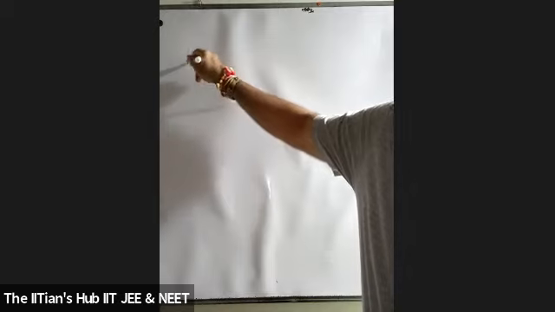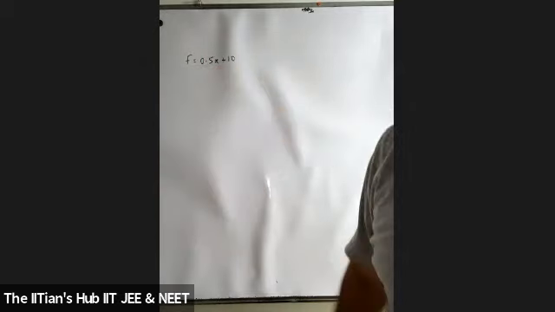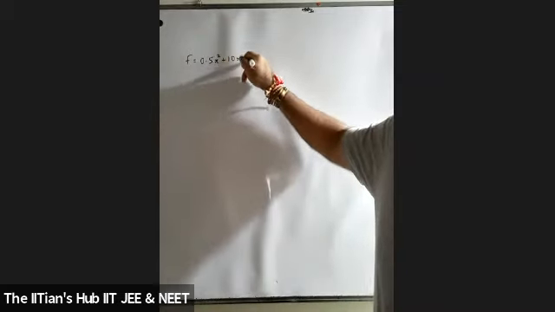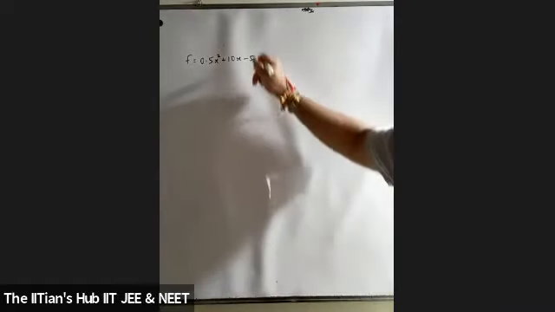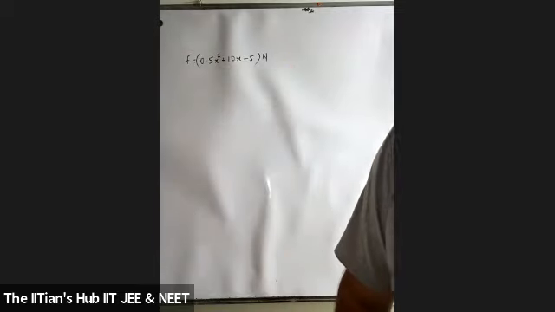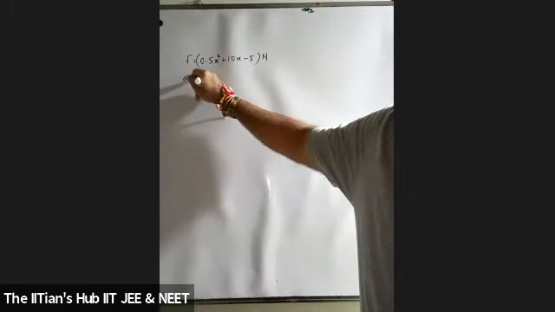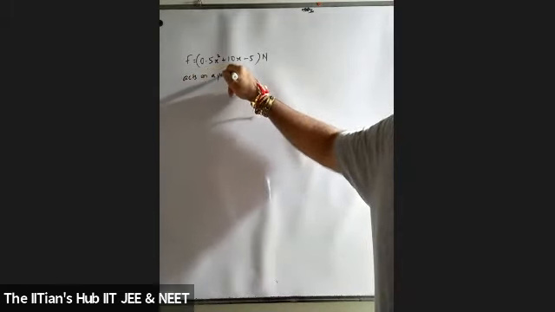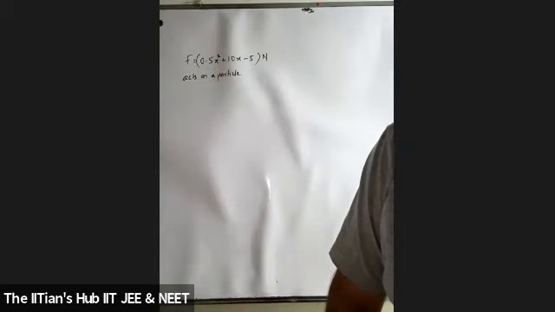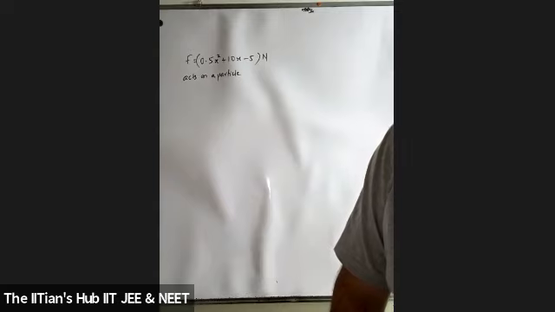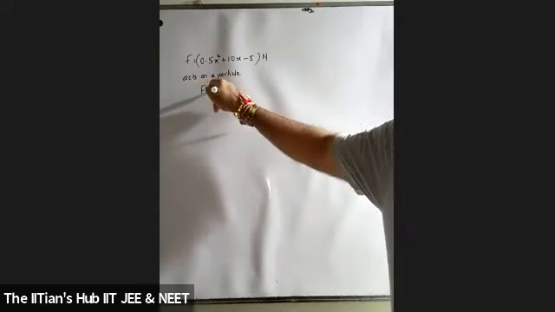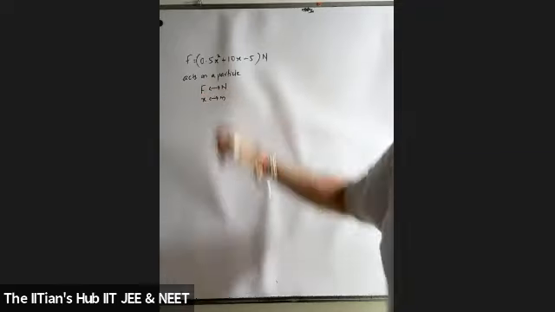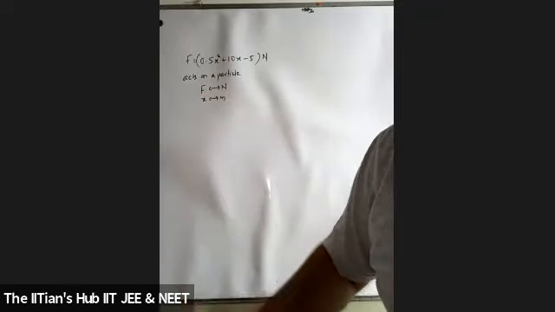So now suppose I say a force of 0.5 times x plus 10 Newton acts on a particle, where F is in Newton and x is a displacement in meter. Students, you have to find out the work done.